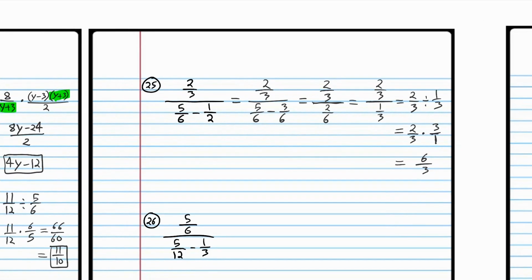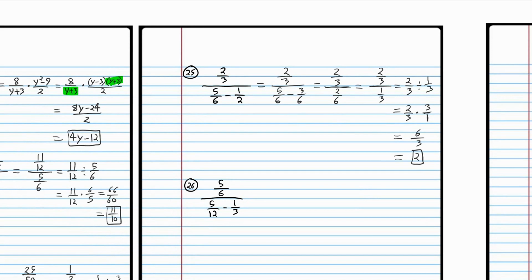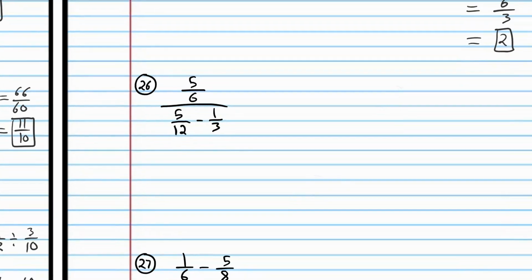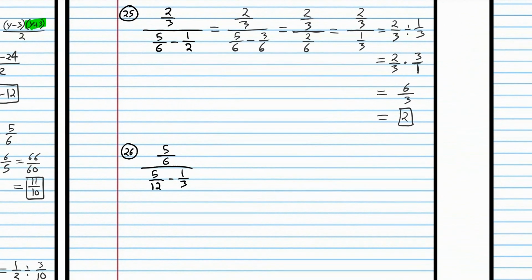But I just want you to know that we could just cancel these 3's out immediately. That's another way to do it. But I'm trying my best not to jump forward or confuse you. Now 6 over 3, divide both sides by 3, and you get 2 over 1, which is just 2. So if you got that answer, good job. All right, try number 26, and when you come back, we'll do it together.